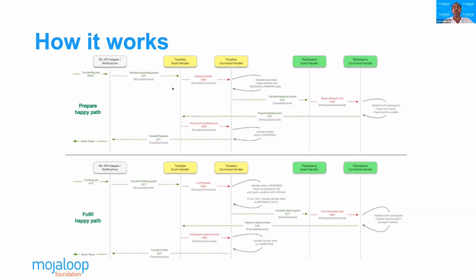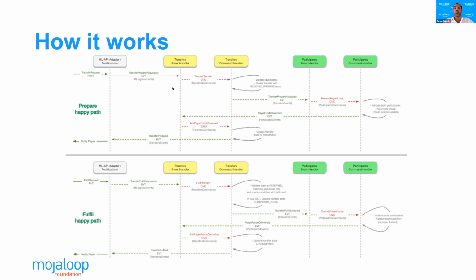So obviously the consequence of this work from the participant command handler is another event. At that moment, if everything goes well, the participant command handler sends an event signaling that the payer funds were reserved. In turn, the transfers event handler is interested in this because it says, well, I'm almost there. So now I can send another command to the transfer signaling, you need to acknowledge that the funds were reserved. So this is all okay from the participant side.